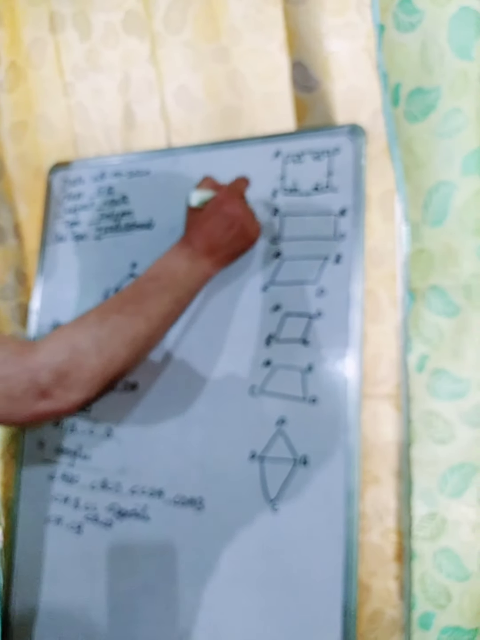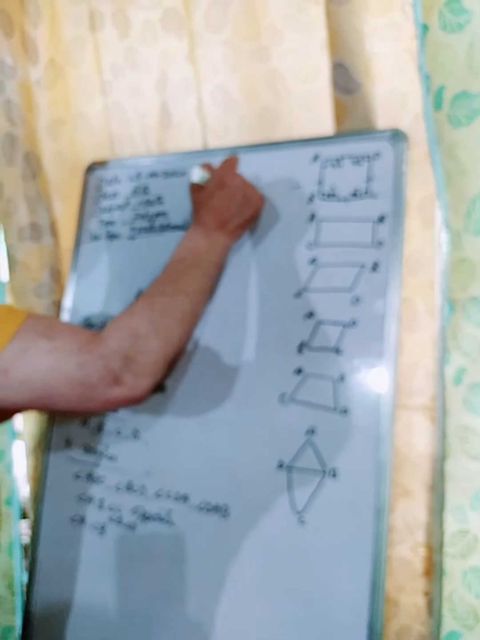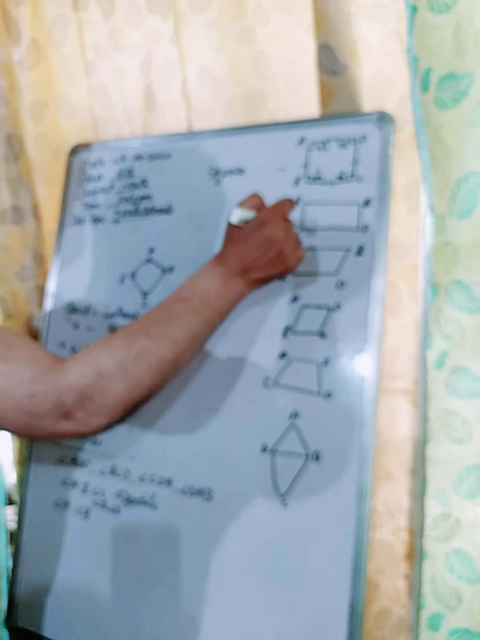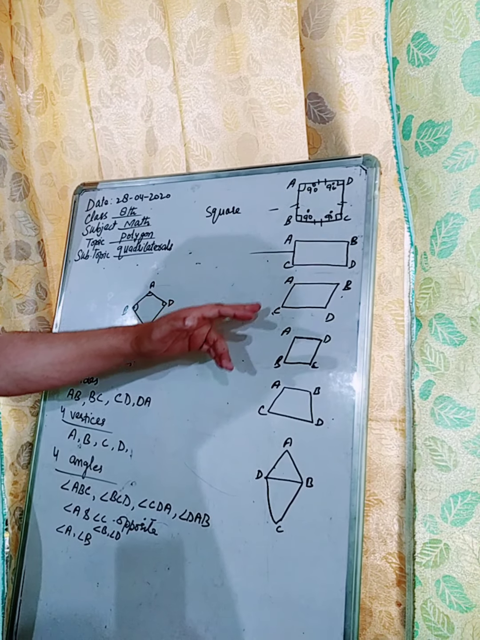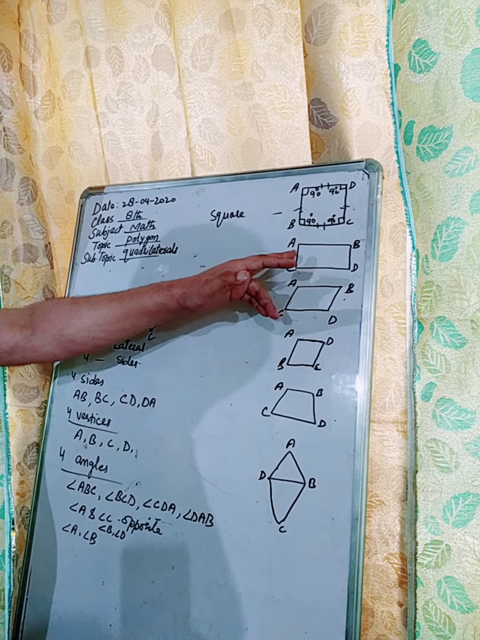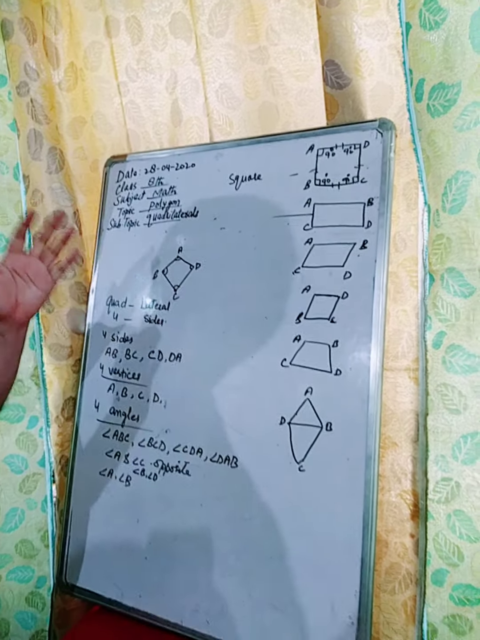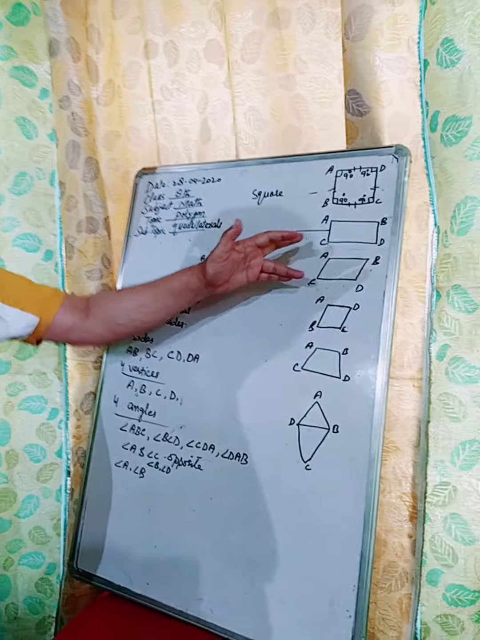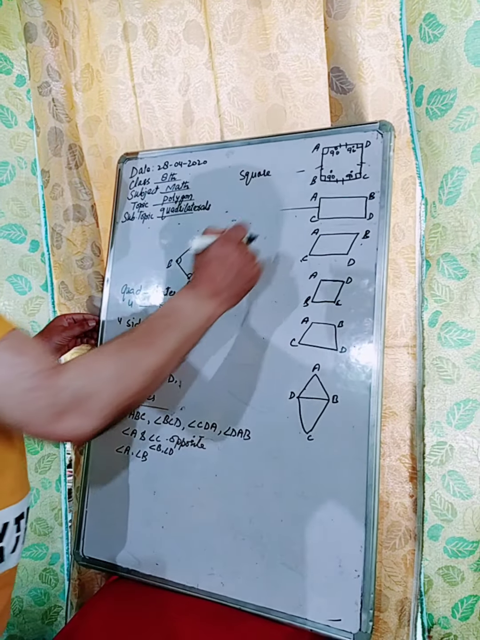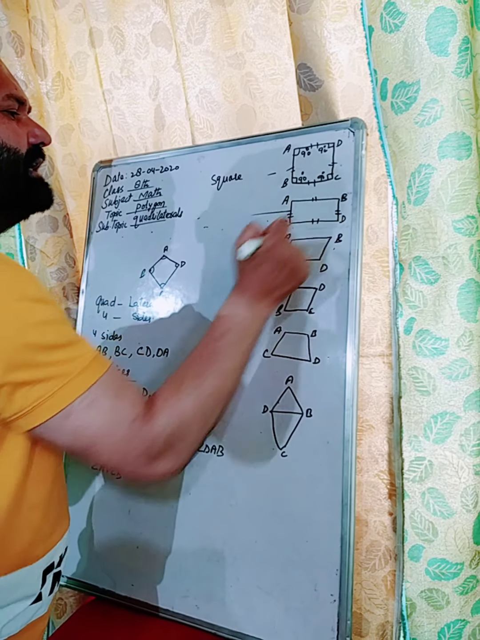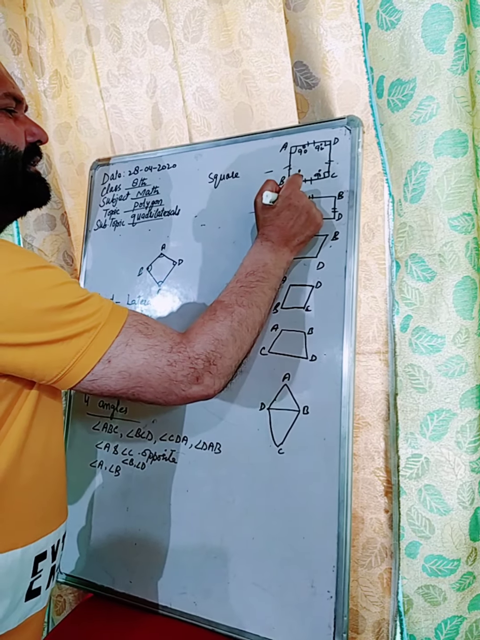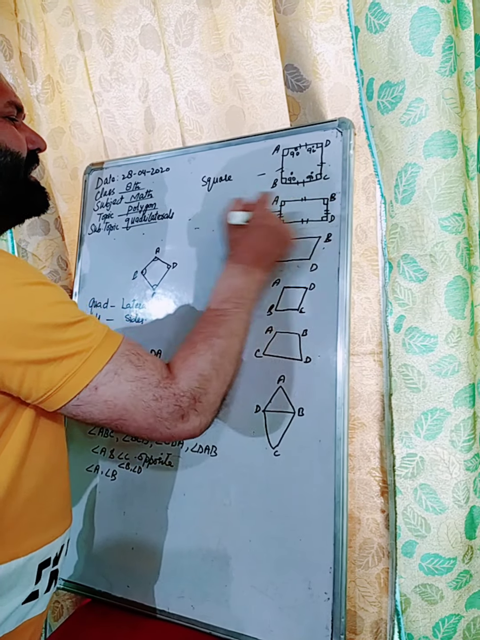And the second figure, it has two pairs of parallel sides. All angles are 90 degrees, but not all four sides are equal. Two opposite sides are equal. In this figure, this side is equal to this side, and this side is equal to this side, and the angles are 90 degrees. This is called a rectangle.